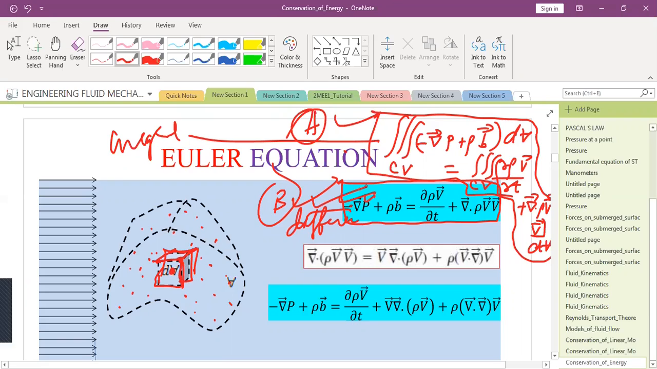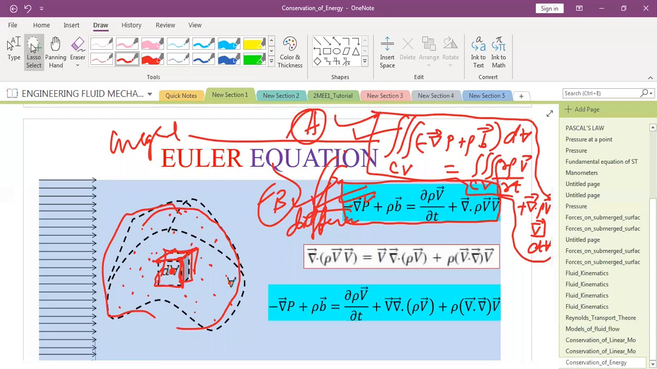So this is the differential equation, and this is the corresponding integral equation. So you should be careful in this. Only integrating this equation will fetch you the conservation of linear momentum for the entire control volume. हाँ जी, clear है? Any doubts to anyone?